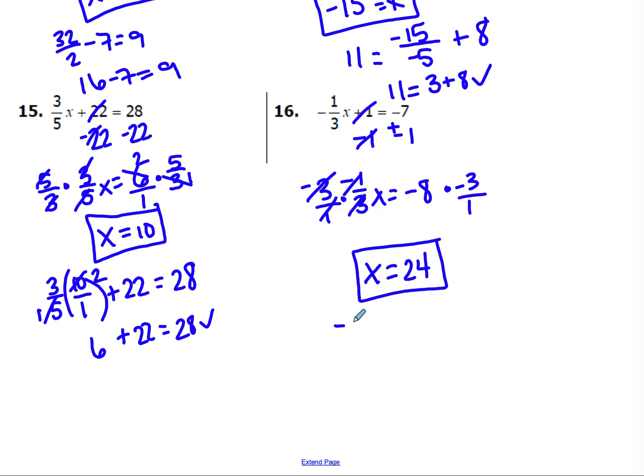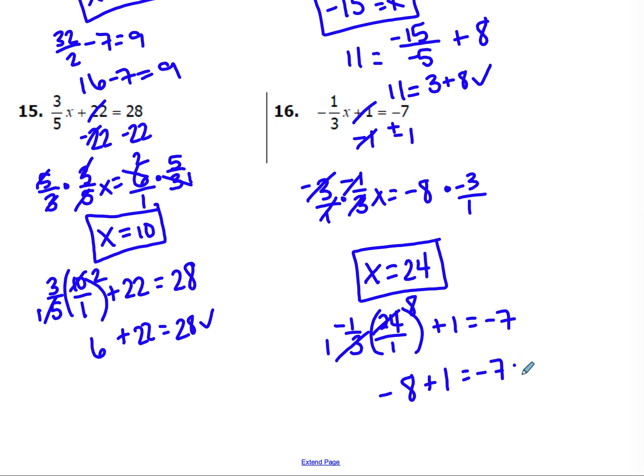All right, and then we're going to check our answer. Negative 1/3 times 24 over 1 plus 1 equals negative 7. 3 divided by 3 is 1. 24 divided by 3 is 8. Negative 1 times 8 is negative 8. Plus 1 equals negative 7. Yes, that's true.